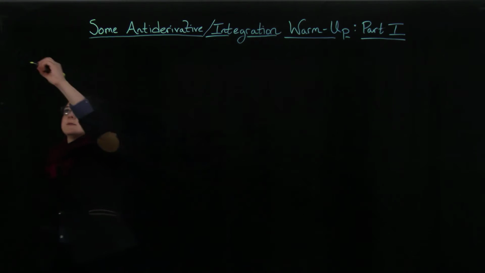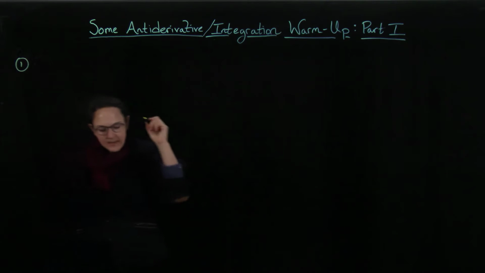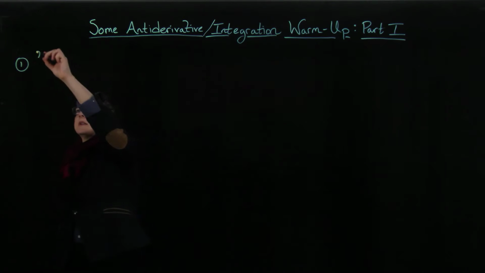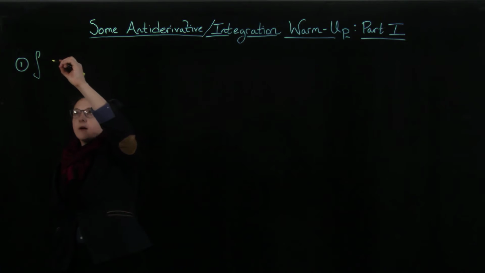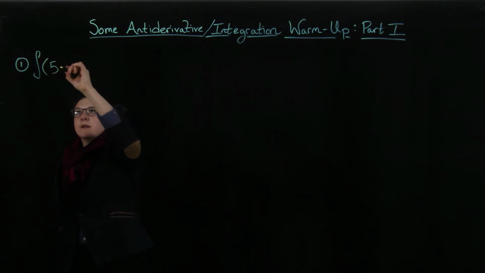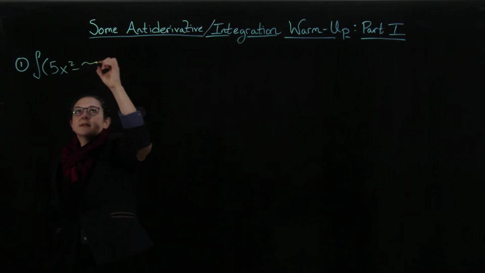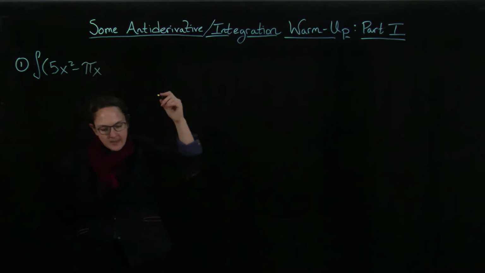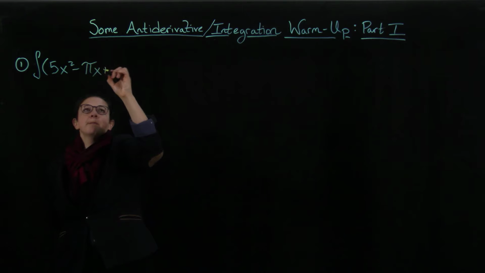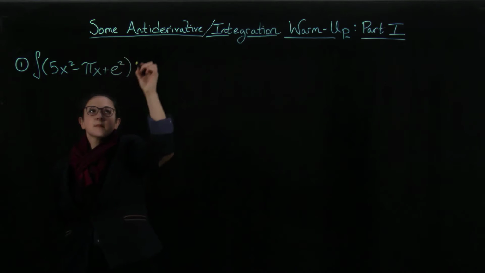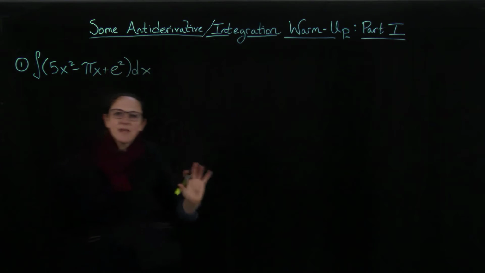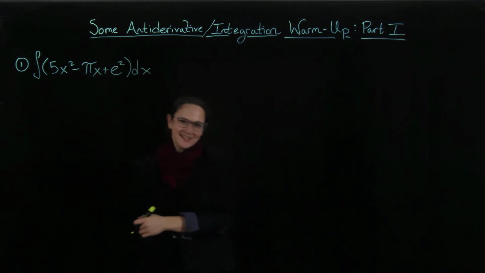Okay, so here's the first one that I want to do. What I'm going to want to do is integrate. So I'm going to take the integral of 5x squared minus pi x, and then plus e squared dx. Okay, so this has multiple tricky things in it.